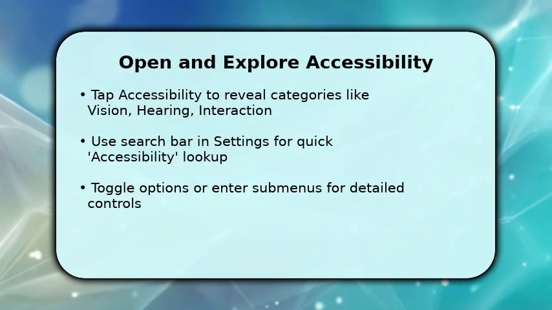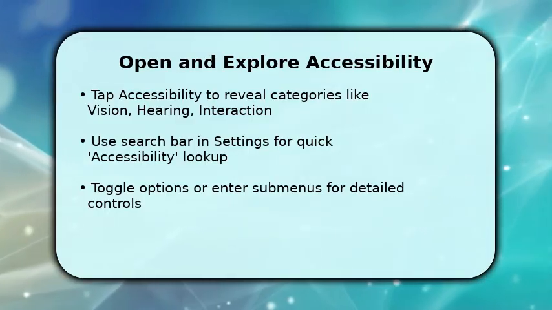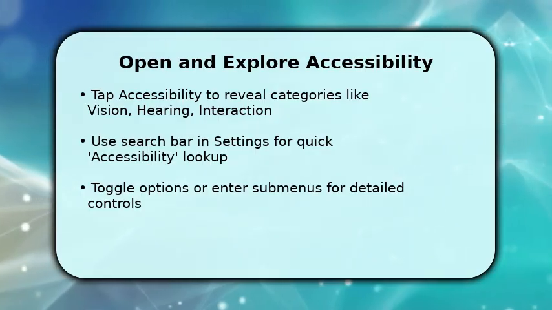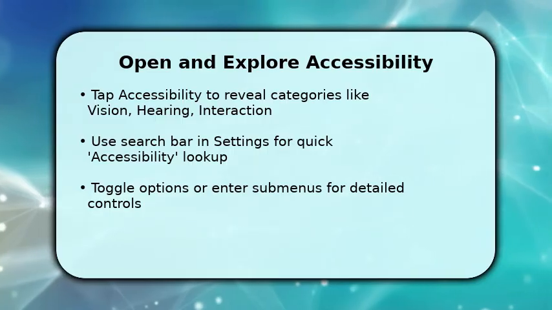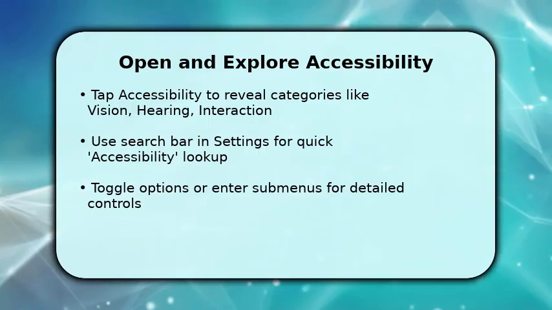Once you're inside accessibility, scan the categories: vision, hearing, interaction, and more. You can tap each category to see detailed controls. Use the settings search bar if the item is buried. Type accessibility to jump straight there. When you see a toggle, read the short description before enabling.